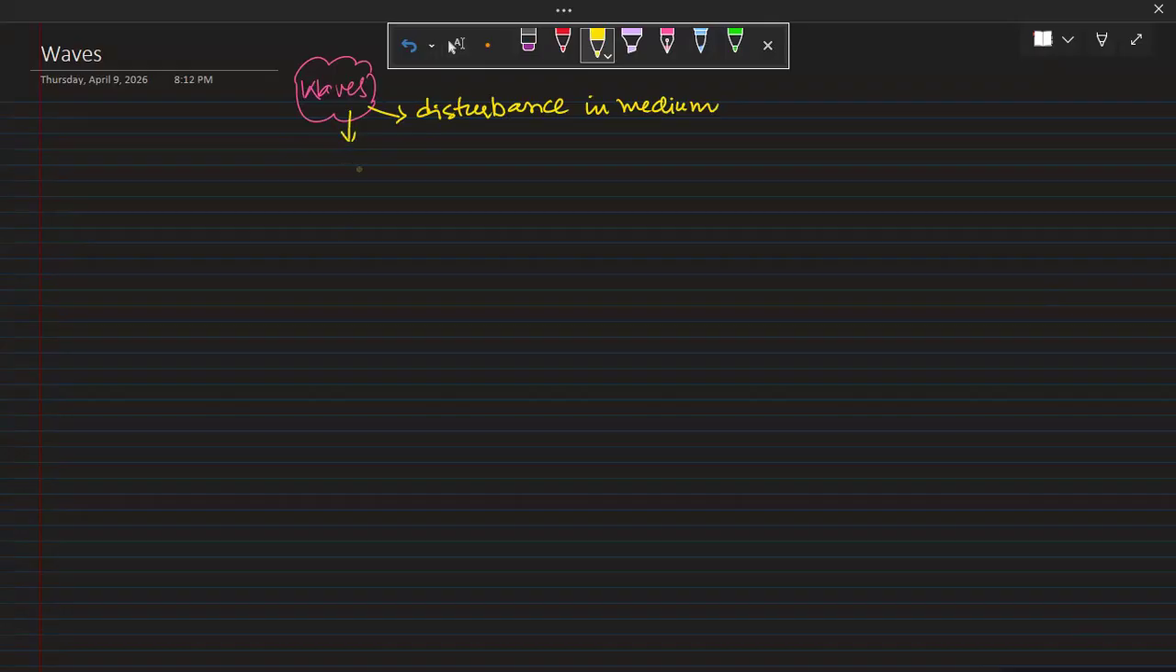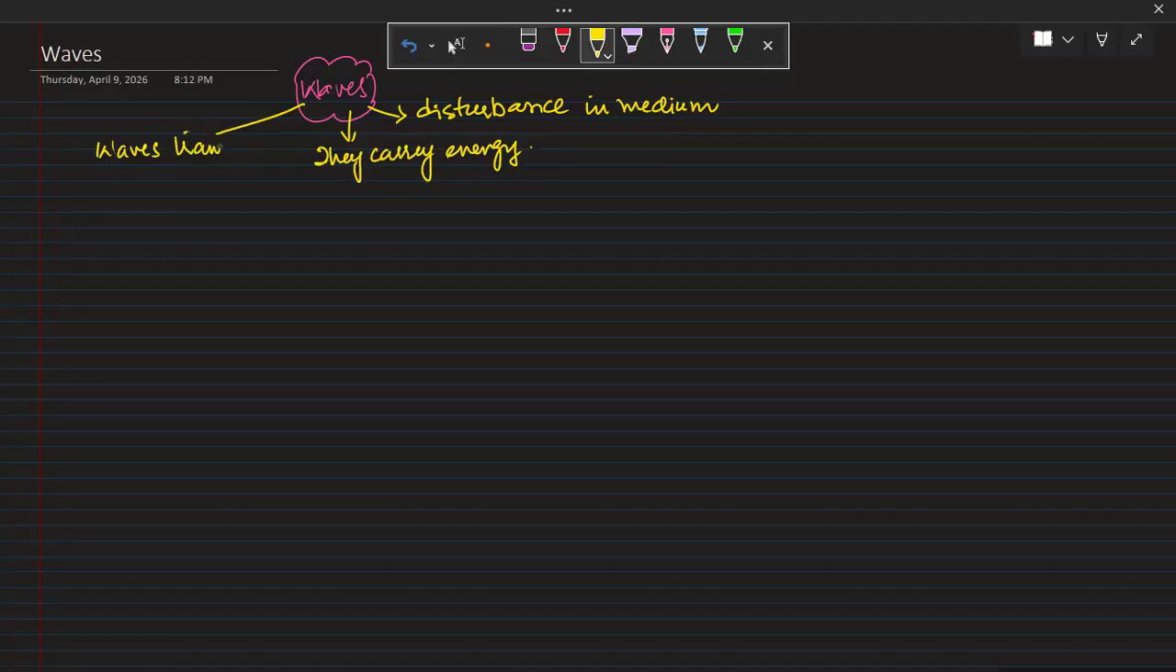Do waves carry energy? Yes, they carry energy, right? When they carry energy, do they transfer energy as well? Yes. Can waves transfer energy? Yeah.